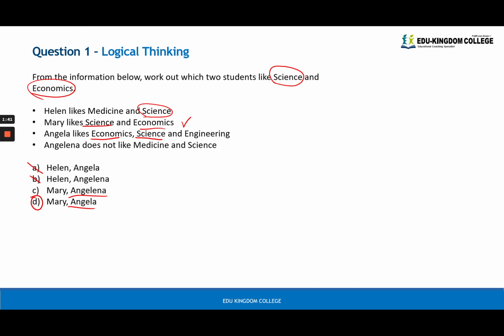Okay, and to confirm, we can look at the last one. Angelina does not like medicine and science. And like I said, does not like medicine does not mean that she likes science or she likes economics. And anyways, it does say that she doesn't like science either. So Angelina is out. So the answer is D.